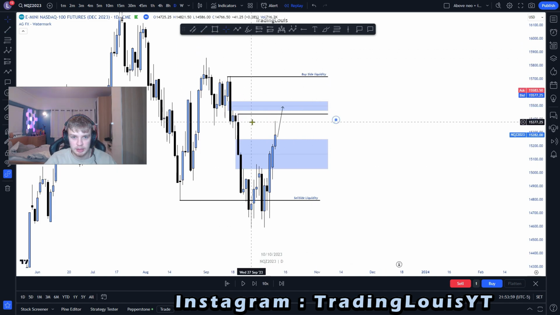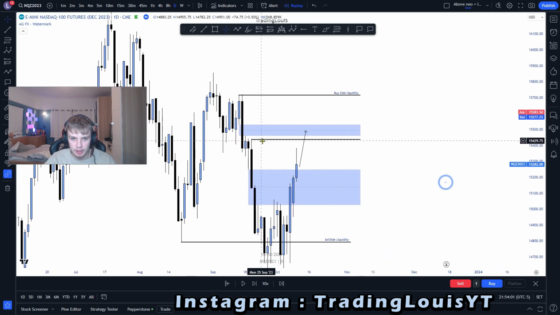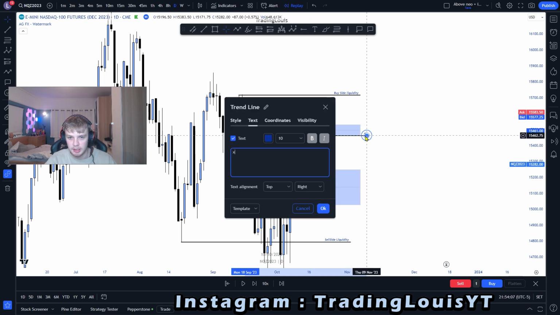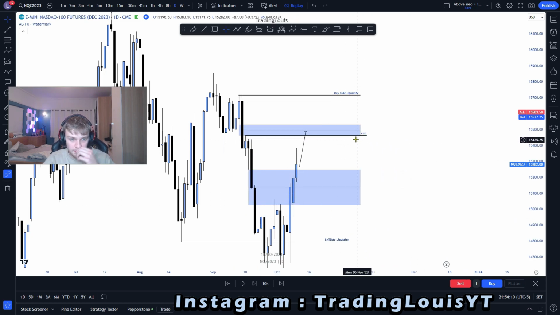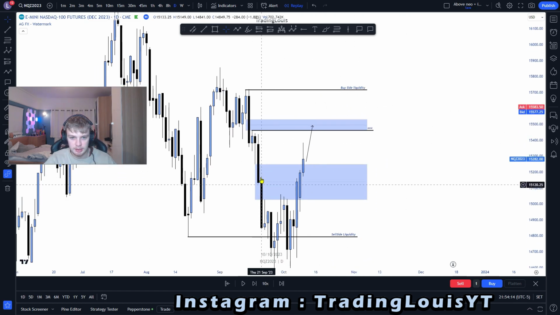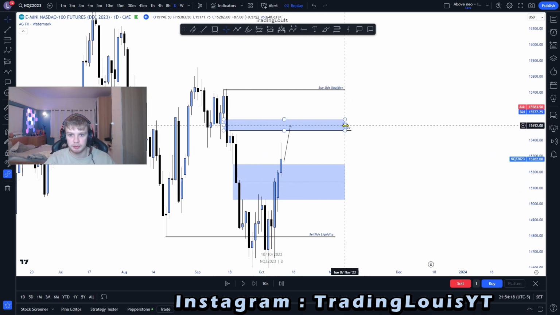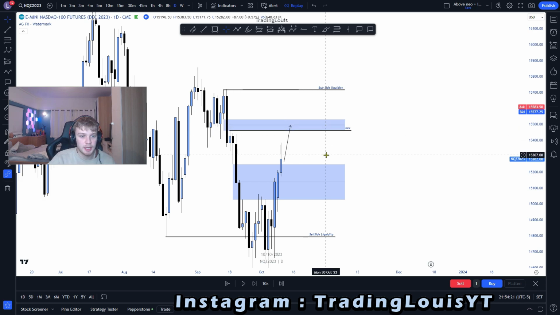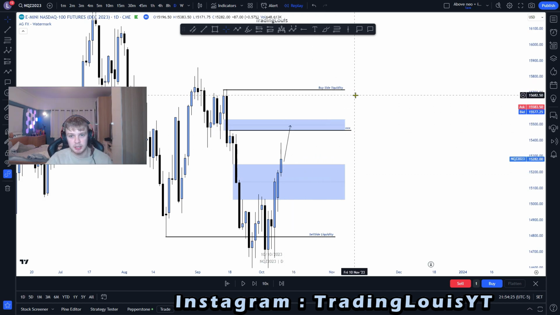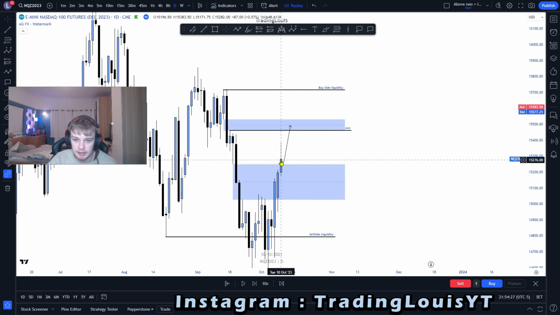So my next draw on liquidity would be this little swing high here, or actually it would be this swing high here. So what I would want price to do is at least come and tap into this fair value gap, just because we have violated these bearish fair value gaps here. Now if price comes up to this fair value gap and touches it, what I would next want to see is price to come to buy side liquidity if these candles close above this fair value gap.